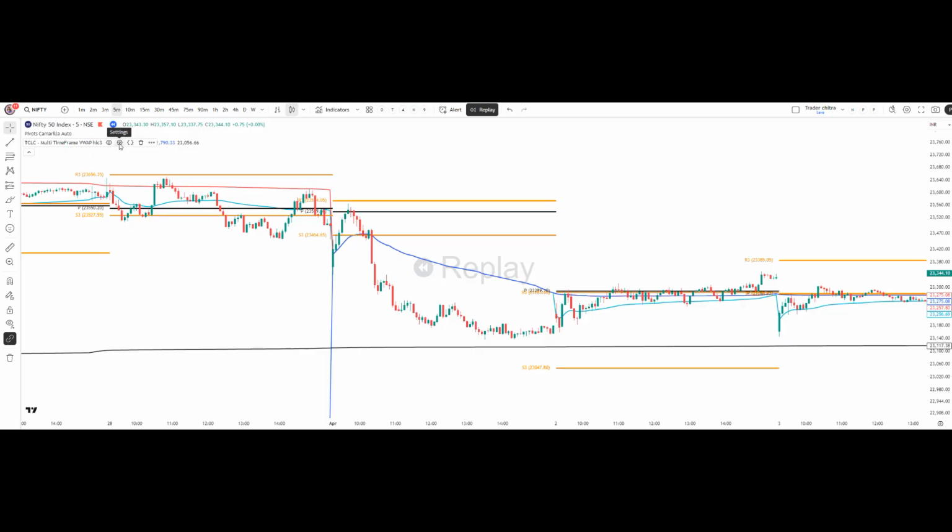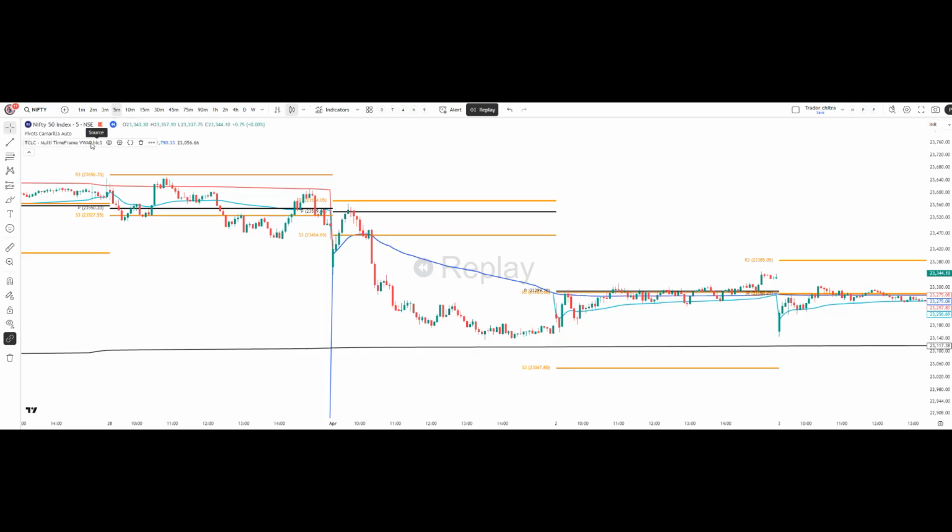So once you go to the settings, this is a Nifty chart. The time frame I have selected is 5 minutes. You can select any time frame, according to which type of trader you are. If you are doing intraday, you can select 5 minutes, 15 minutes, or even 3 minutes charts to look into.